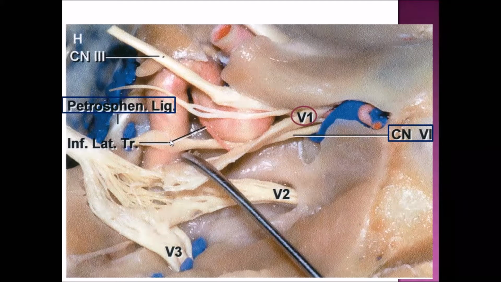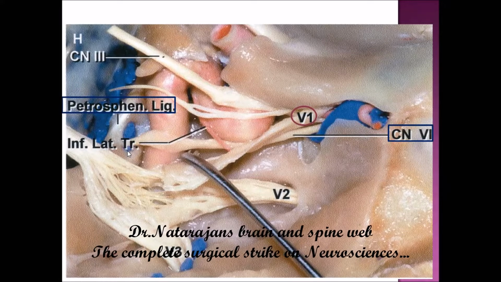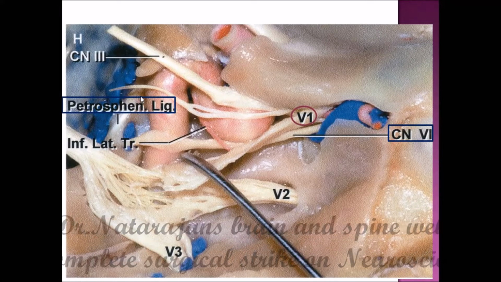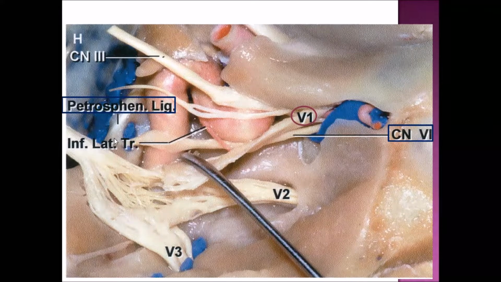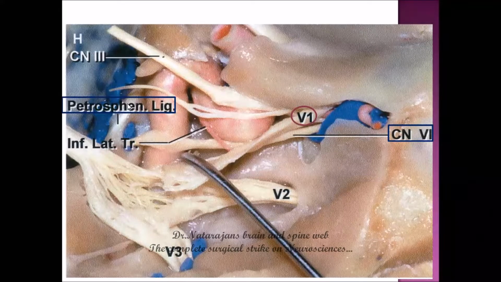So the abducent nerve enters through the Dorello's canal. This is called the Dorello's canal. This is actually a canal, made as a canal by the petrosphenoid ligament. This is also called Gruber's ligament.